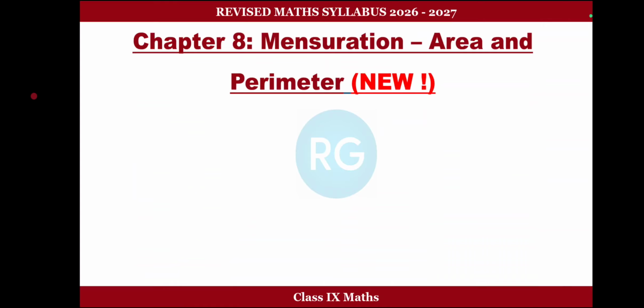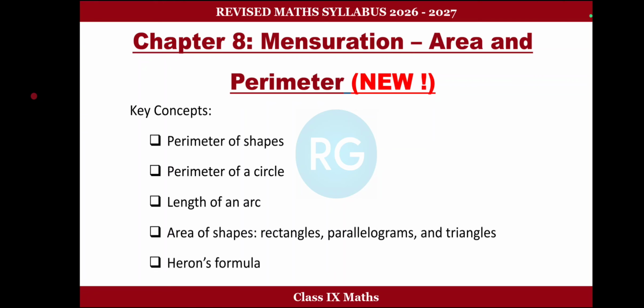It has been introduced, but one of the chapters, that is Heron's formula, is now inside this one. So what will we study in it? Perimeter and areas of certain shapes, length of an arc.